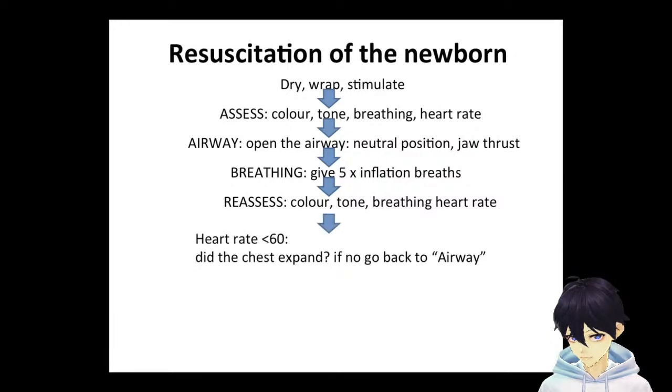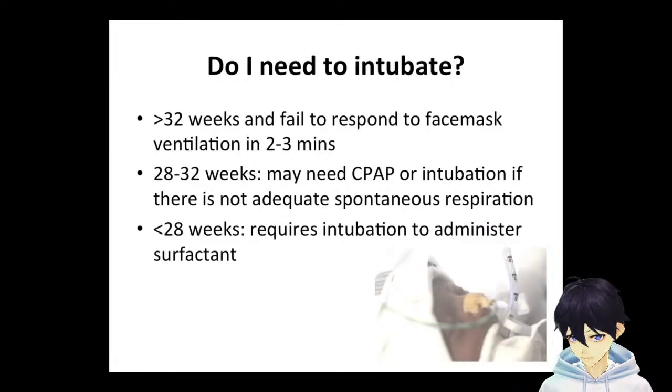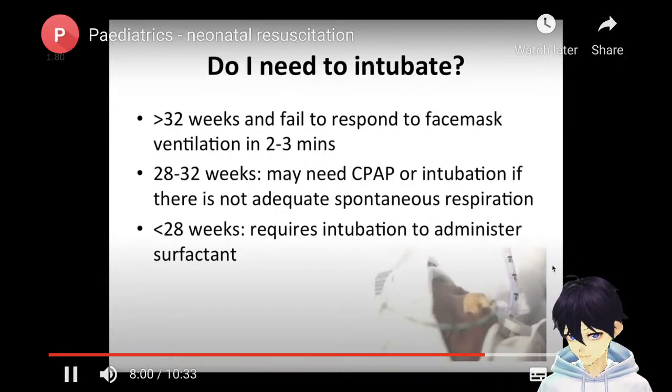If the heart rate is still less than 60, ask yourself if the chest expanded. If it did not, you need to go back to airway, and reposition, and redo the inflation breaths. If the chest did expand, and the heart rate is still less than 60, you give chest compressions at a ratio of 3 to 1. After 30 seconds of chest compressions, if there is failure to respond, you move on to drugs. When might you need to intubate? So in a baby over 32 weeks, if it's failure to respond in a few minutes with face mask ventilation, you may need to think about intubation.